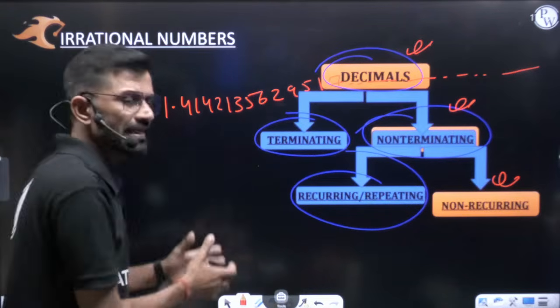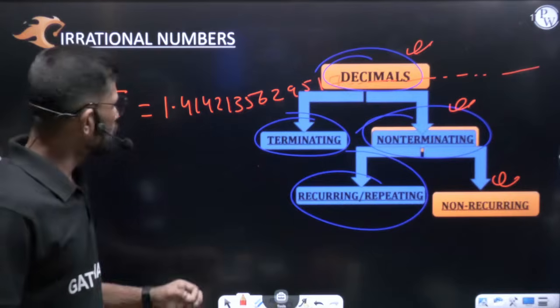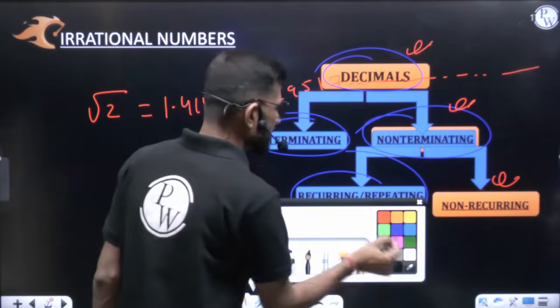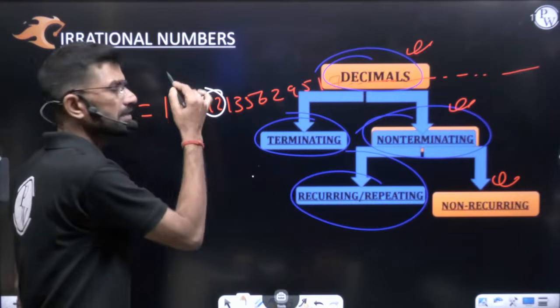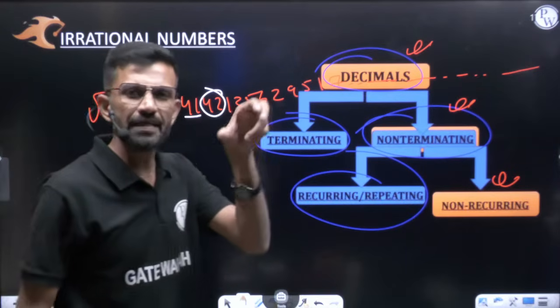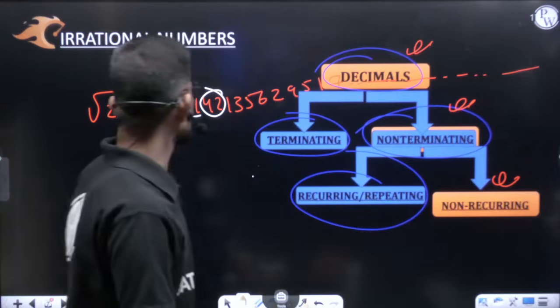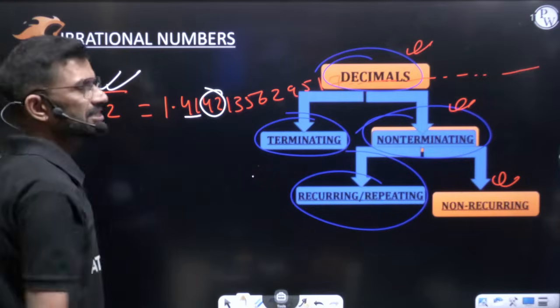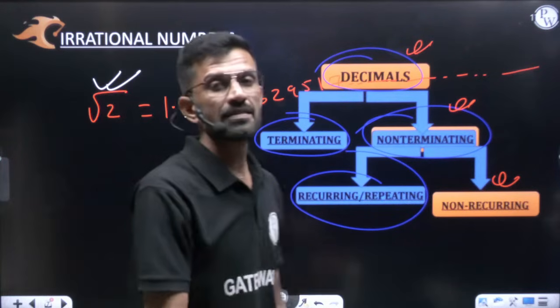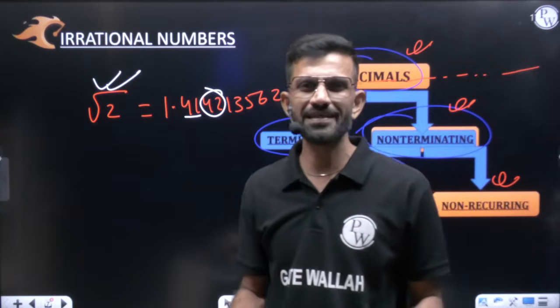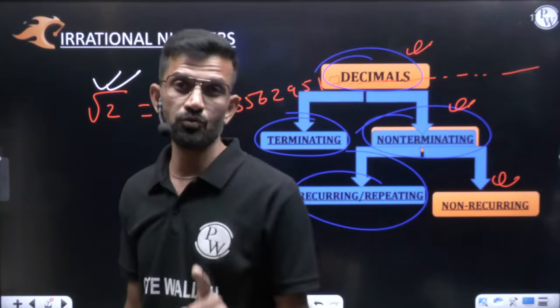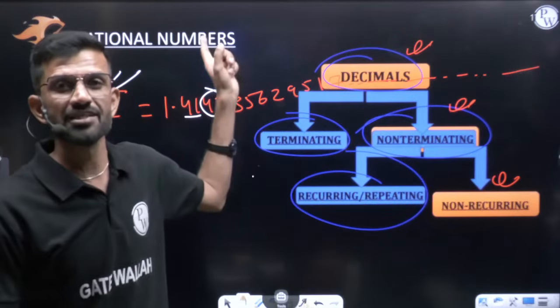Neither is it terminating nor repeating. You cannot find any particular period where you can keep a bar. Here after 4 is 1, here after 4 it is 2. You cannot find a period where you can keep a bar. Such decimals are called irrational numbers, because for this we don't have P by Q form. Not only root 2, even root 3 is irrational.